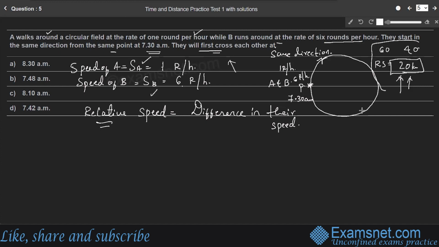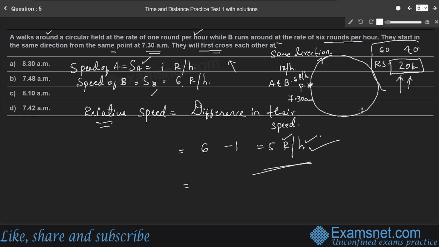Then their relative speed becomes 6 minus 1, which is 5 rounds per hour. That means these bodies appear to be moving with 5 rounds per hour, as if they are meeting each other. It is nothing but for us, for outsiders, we feel that they are meeting each other, moving simultaneously with 5 rounds per hour. That means for every hour, or in 60 minutes, the two bodies can make 5 rounds.